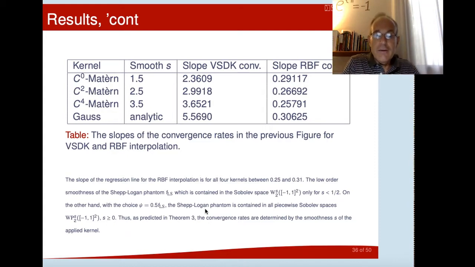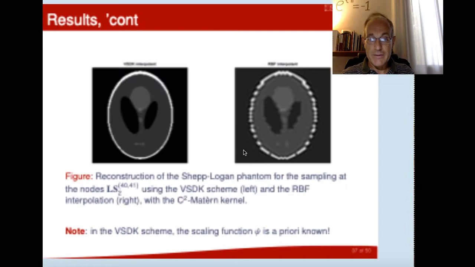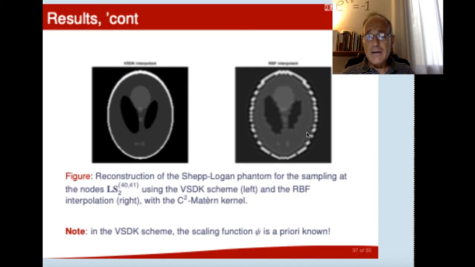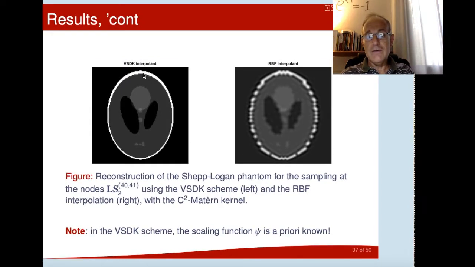This shows that if we are in the proper Sobolev space, then we can approximate our function in a better way. And this is exactly the answer given in this first experiment. The results here are clear because, as you see, this is the VSDK interpolant obtained using the Lissajous nodes 4041, which is the last in the experiments that we have obtained.